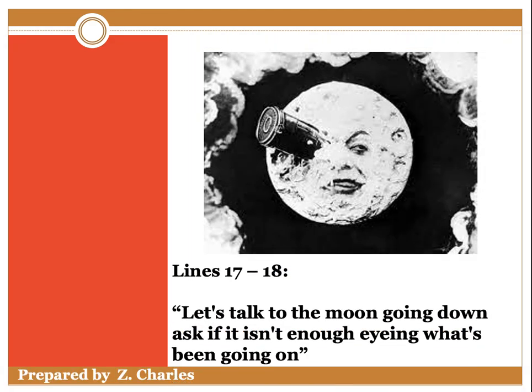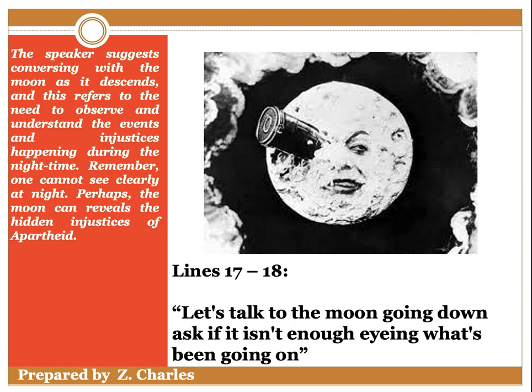Now let's join line 17 to 18 now that you know what line 17 means. So let's talk to the moon going down. Ask if it isn't enough. Eyeing what's been going on. Check the picture there. That's a nice picture. So the speaker suggests conversing with the moon as it is seen, and this refers to the need to observe and understand the events and injustices happening during the nighttime. Remember, one cannot see clearly at night. Perhaps the moon can reveal hidden injustice of apartheid.